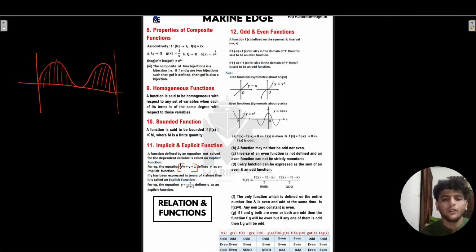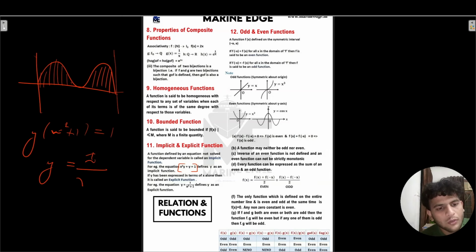Okay. We cannot solve this. Now when I have done this, that is when I have taken y as common, x square plus 1 is equal to 1. So now you can actually see that the value of y is 1 upon x square plus 1. So you can see that the value of y is now dependent on x, which means that you have actually solved this. That is, now you have represented y in terms of x.